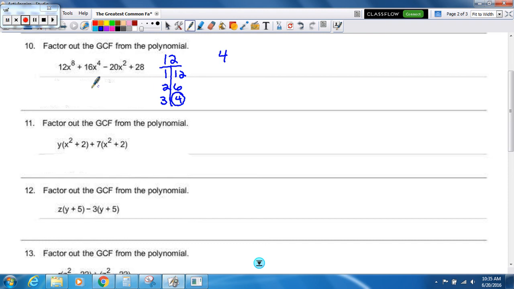For the variables, I don't have an x in each one. The last term doesn't have an x, so I can't take any letters out. So I have 12 divided by 4 is 3, and I've got 8 x's there that I didn't touch, plus 16 divided by 4 is 4, and I've got 4 x's there that I didn't touch, minus 20 divided by 4 is 5, and I have 2 x's, plus 28 divided by 4 is 7, and that's the answer to that one.